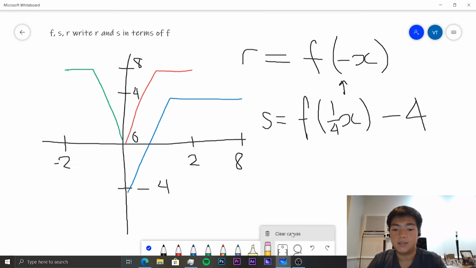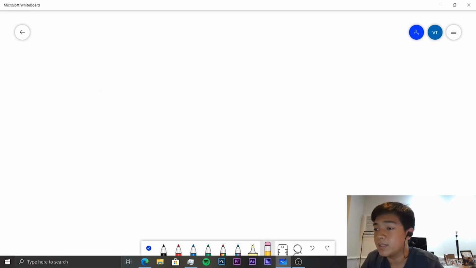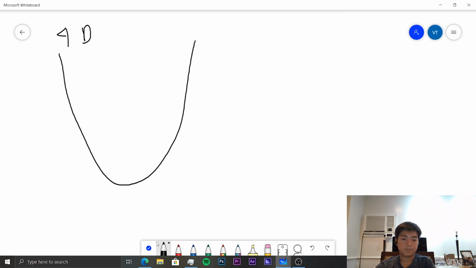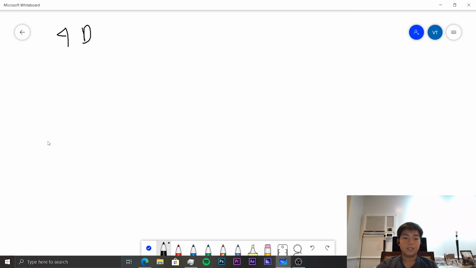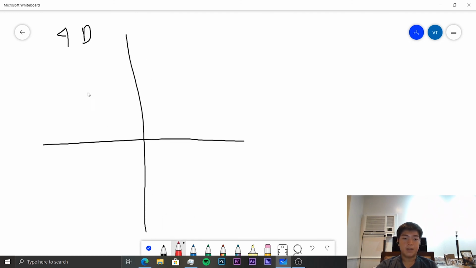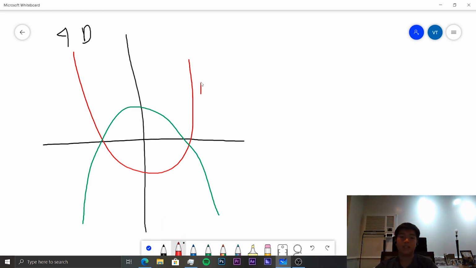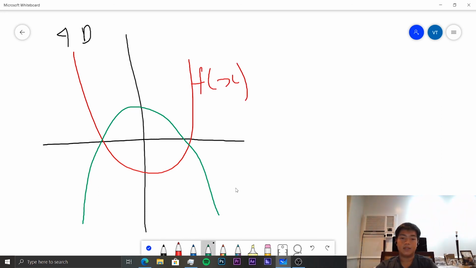Okay, so on to the next question. I'll jump to 4. Question 4 will be to describe each transformation in terms of x. So our first question would be, these are the axes. We have f of x, we have g of x, and we need to describe this transformation. This is f of x, and this is g of x.